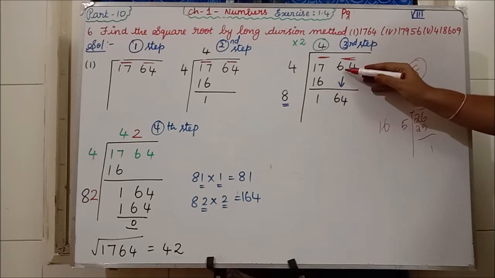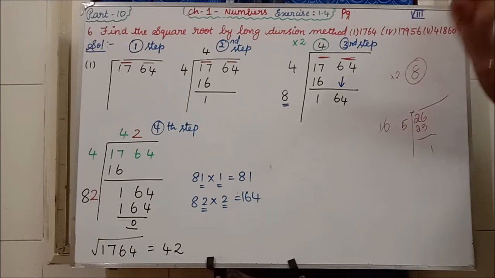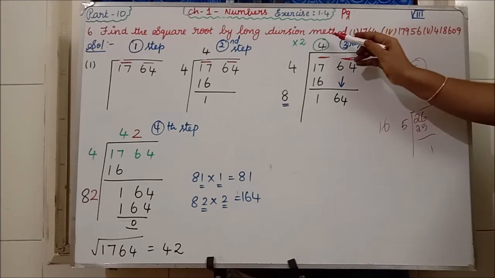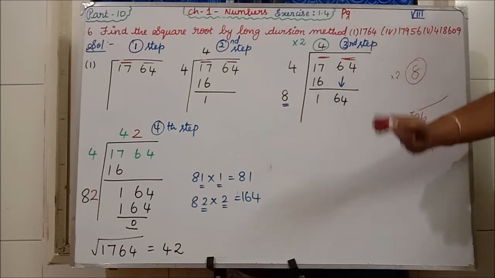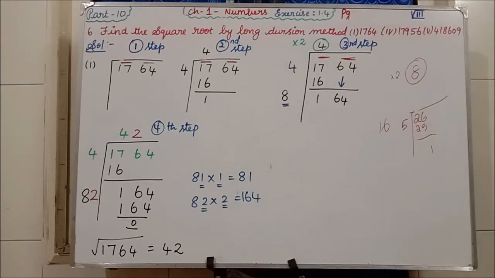The next number, you have to bring down two numbers at a time. Then the quotient you have to multiply with 2 and write in the second step. That is up to the third step. Third step, are all of you clear? Now we'll see the fourth step. The fourth step is a very important step.